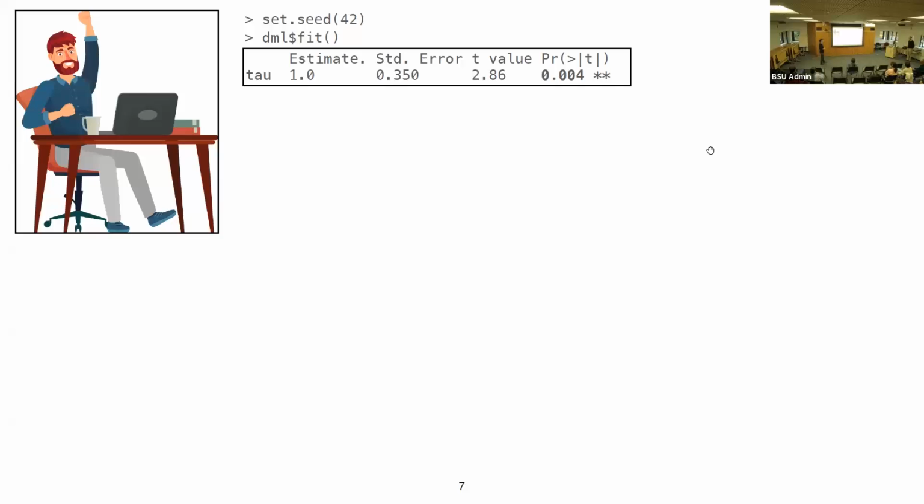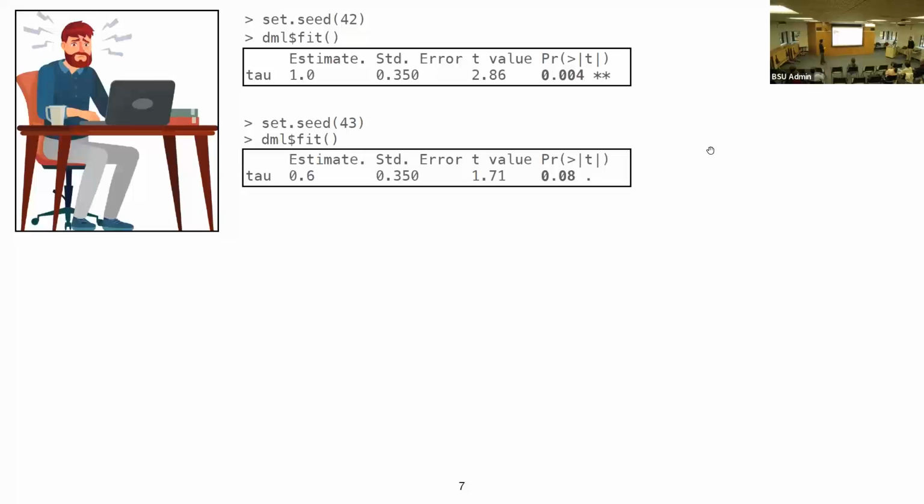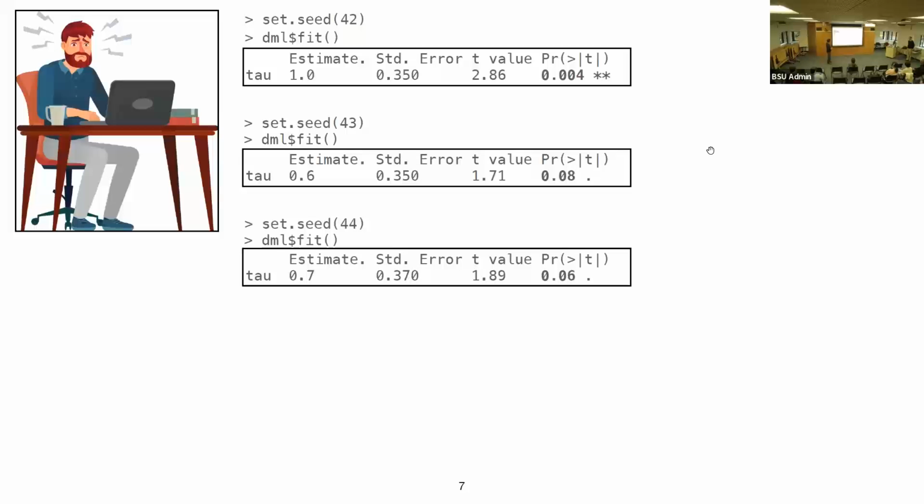However, Bill is just curious, what if I used not 42, but the next integer? Well, the tau is still a positive estimate, but all of a sudden, the p-value is not that encouraging. It's no longer significant. What about 44? Well, positive effect, not significant.